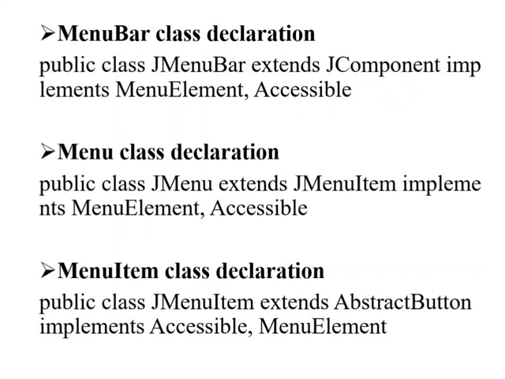Then next one is the menu bar class declaration: public class JMenuBar extends JComponent implements MenuElement, Accessible. This is the class declaration used for menu bar. Then the menu class declaration is public class JMenu extends JMenuItem implements MenuElement, Accessible. This is the declaration used for the menu. The next one is the class declaration used for the menu item: public class JMenuItem extends AbstractButton implements Accessible, MenuElement. This is the class declaration used for menu item.